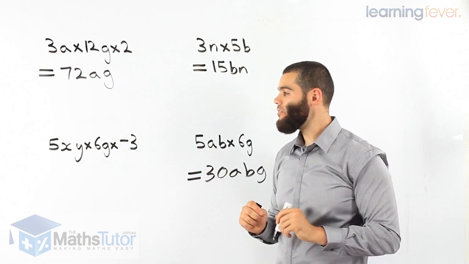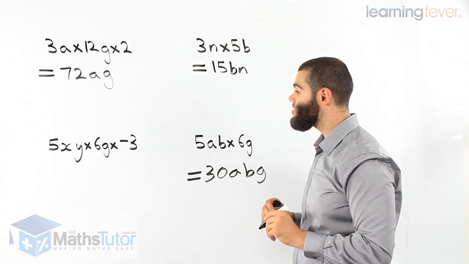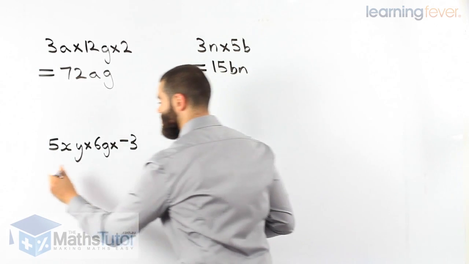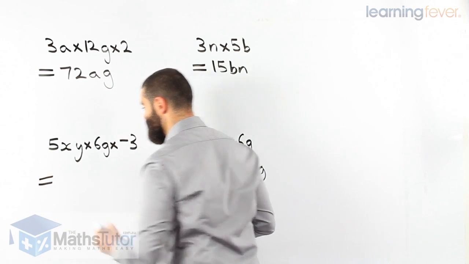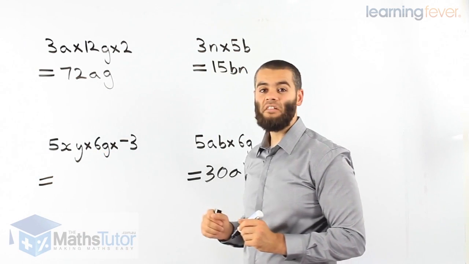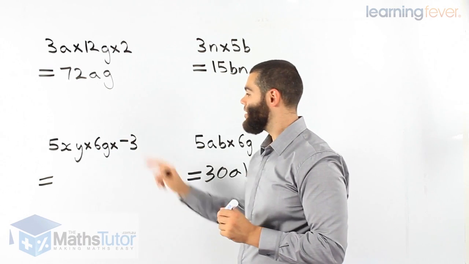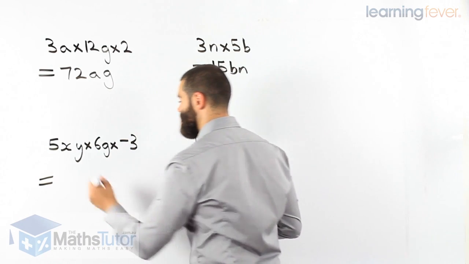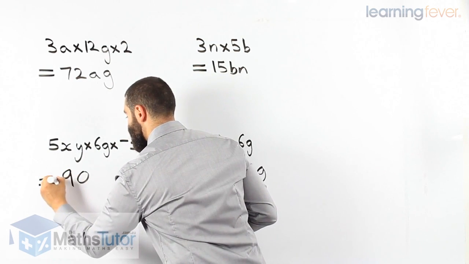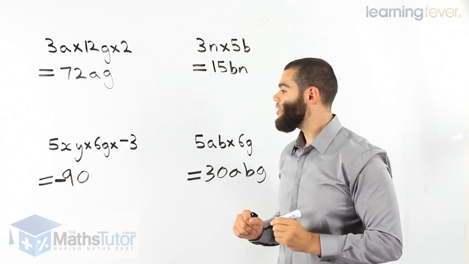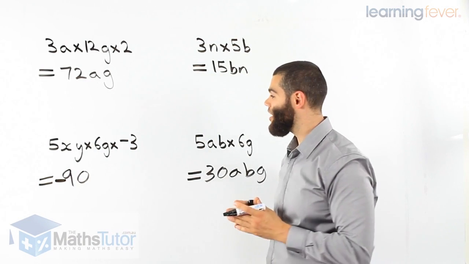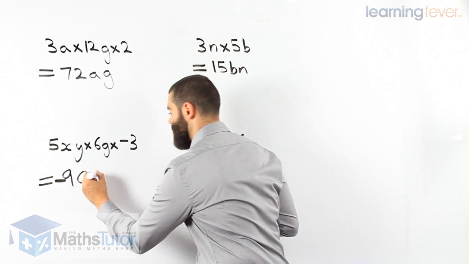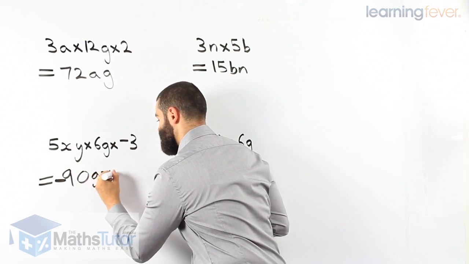Now, we have 5xy times 6g times negative 3. We multiply the numbers. 5 times 6 is 30. Then 30 times negative 3. So we know that 30 times 3 is 90. And we put our negative. So 5 times 6 is 30. 30 times negative 3 is negative 90. Don't forget the negative.